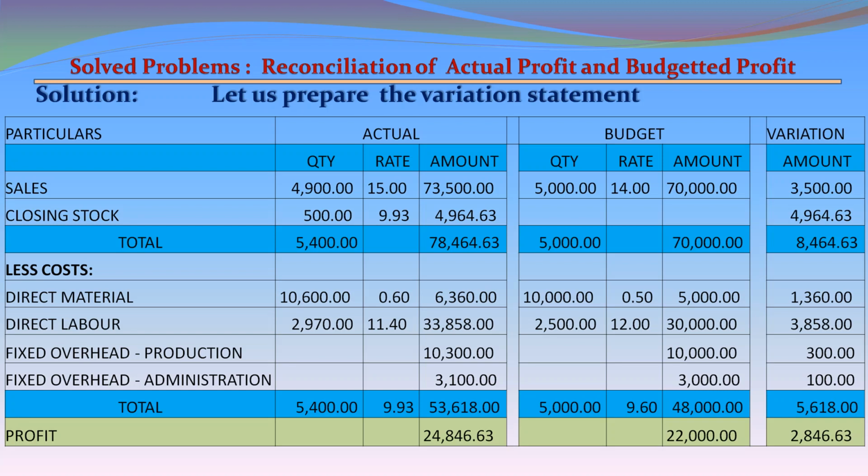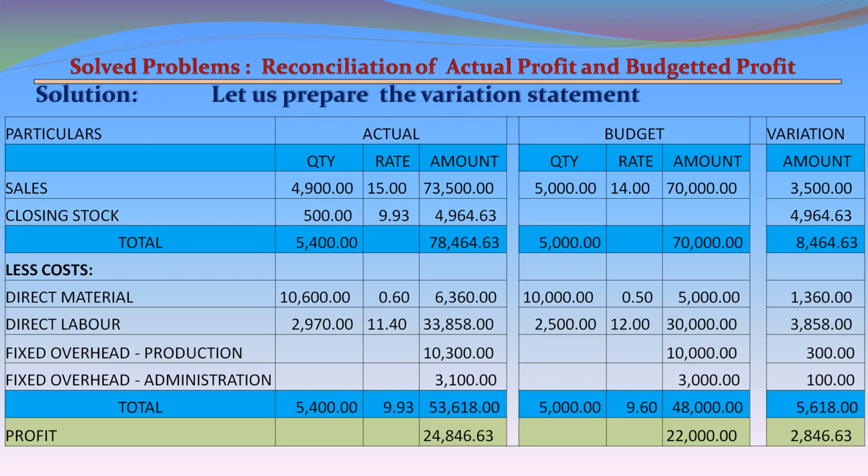Less cost. Direct material 10,600 at the rate of 0.60, 6,360 pounds as per actual. As per budget 10,000 into 0.50 pounds, 5,000 pounds. Variation 6,360 minus 5,000, 1,360 in the material. Direct labor 2,970 hours at 11.40, 33,858 pounds as per actual. 2,500 at the rate of 12 per hour is 30,000 as per budget. The variation is 33,858 minus 30,000, 3,858.